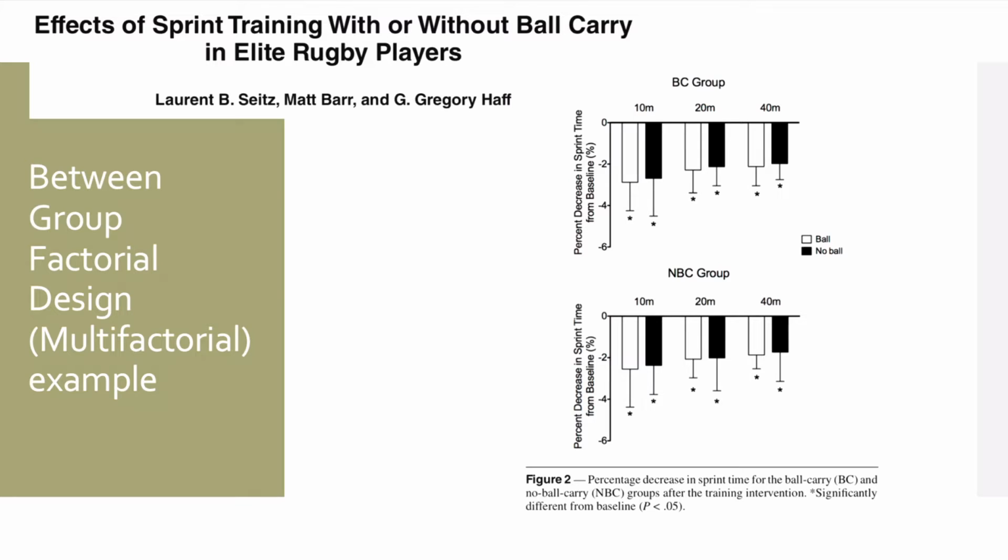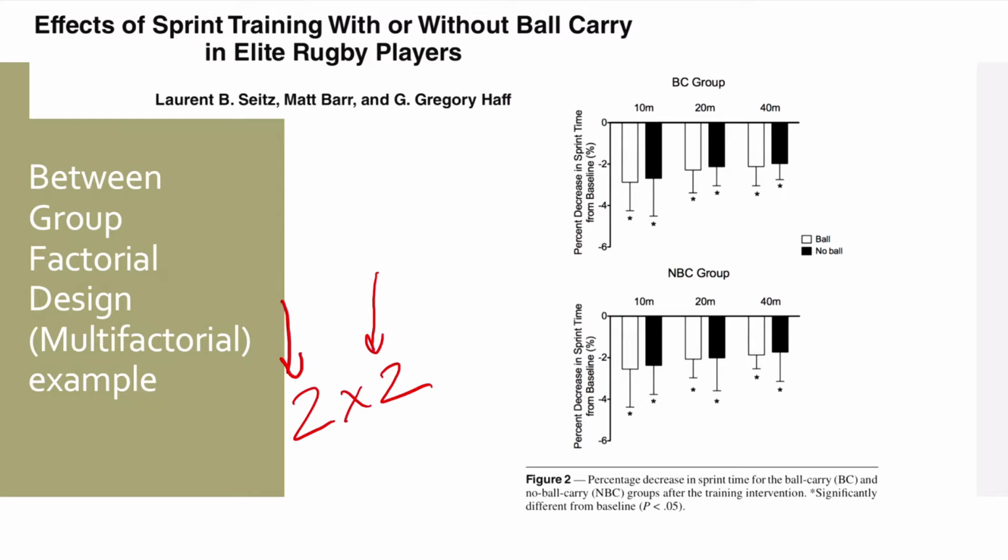So this is a between groups design because each subject only fell within one of those four combinations of categories, and multifactorial because we had two factors: the position that they play, ball carrying or non-ball carrying, and training group, training with the ball or training without the ball. Often you'll see this called a 2x2 design. In this example it would be a 2x2 design because we had one factor with two levels and a second factor, which was treatment group, with two levels. So it's a 2x2 design.